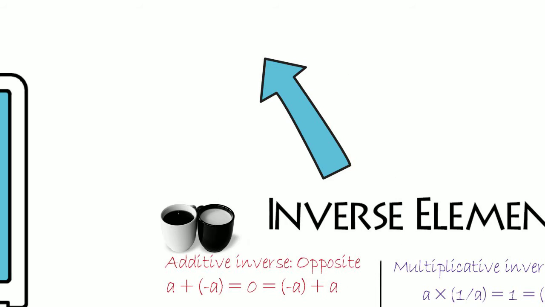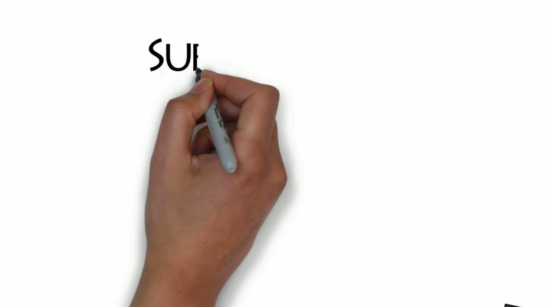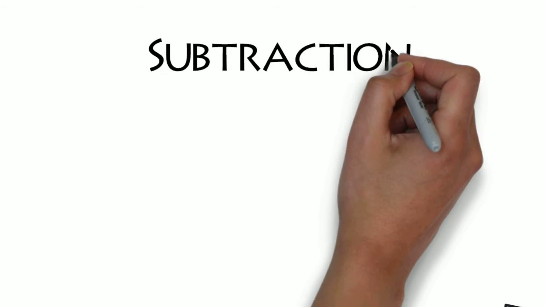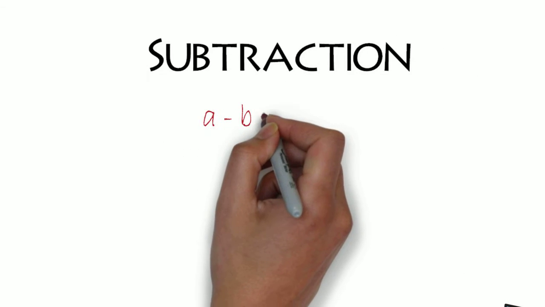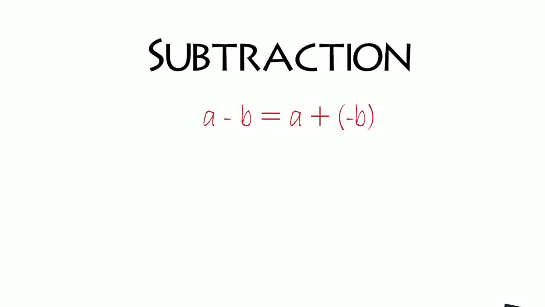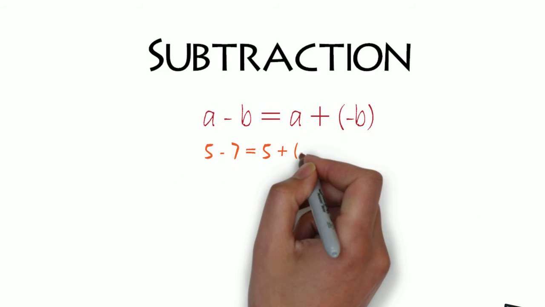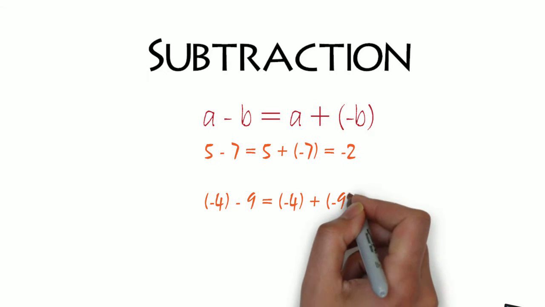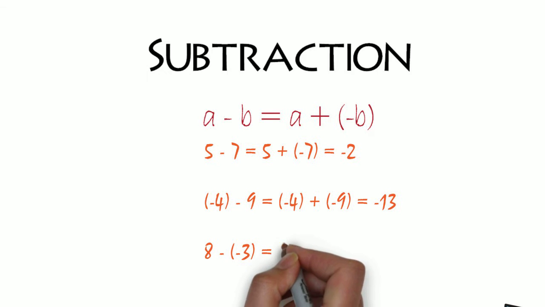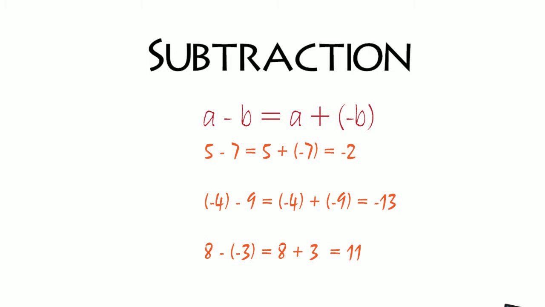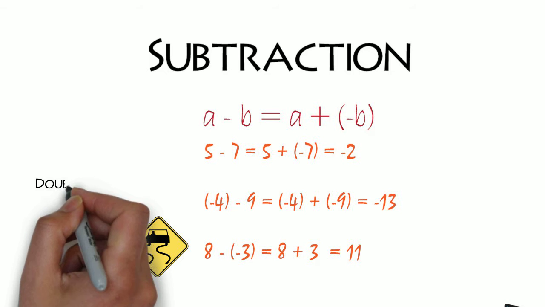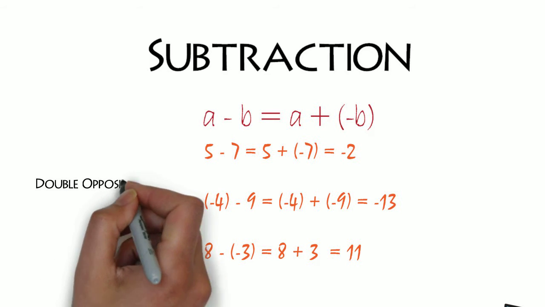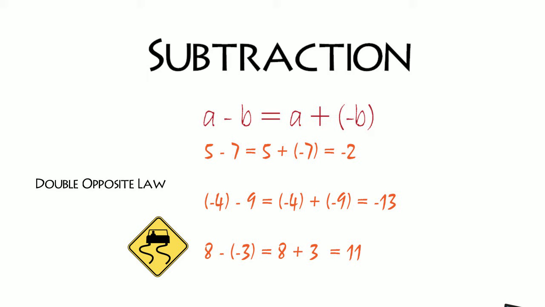Algebraically, we define subtraction and division using inverse elements. Subtraction is defined as adding the opposite. So a minus b is a plus the opposite of b. In examples, we change subtraction to addition of signed numbers. Notice in the last example, the opposite of minus 3 is 3. So 8 minus negative 3 becomes 8 plus 3. This is often called the double opposite law.